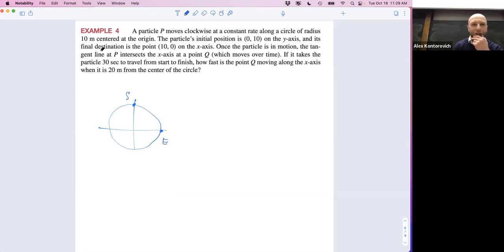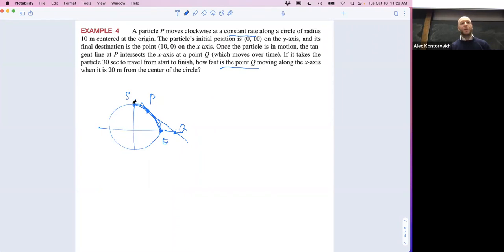Once the particle is in motion, the tangent line at P, so here's the particle P, the tangent line at P intersects the x-axis at a point Q, which moves over time. If it takes the particle 30 seconds to travel from start to finish, and it's moving at a constant rate, so it takes 30 seconds to go from the North Pole to the East, how fast is the point Q?